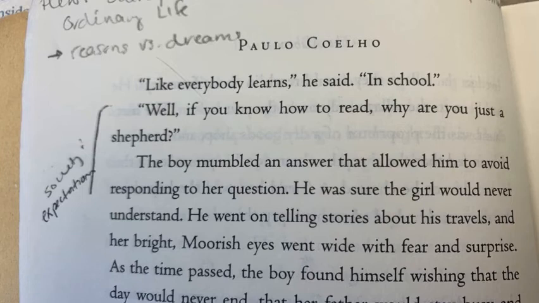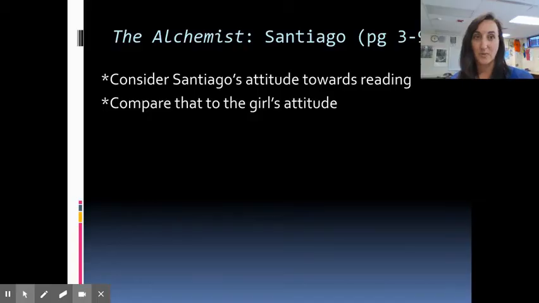The boy mumbled an answer that allowed him to avoid responding to the question. Notice that this gets into the societal understanding and the societal beliefs at this time. This girl's like, well, if you can read, why would you just do this? If you have this talent or this ability, you should go do this. Should, which shows up in a lot of our various cultures. If you have this ability, you should do this. Why wouldn't you go after this and just travel?